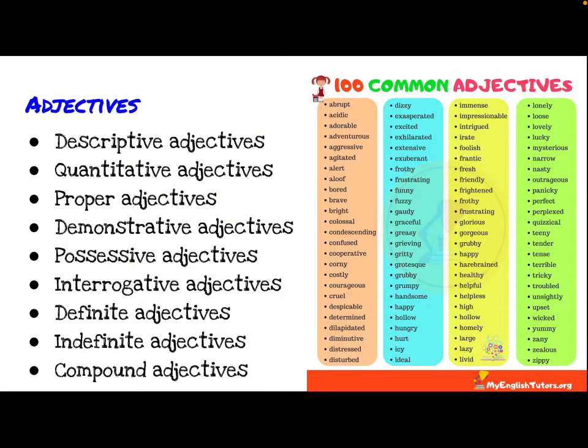There are many different forms of adjectives. Here is a list of them. They are descriptive adjectives, quantitative adjectives, proper adjectives, demonstrative adjectives, possessive adjectives, interrogative adjectives, definite and indefinite adjectives, and the last one, compound adjectives.